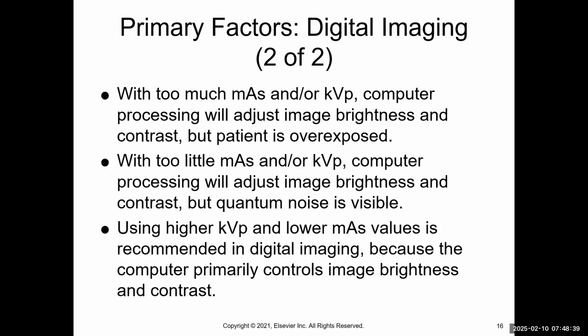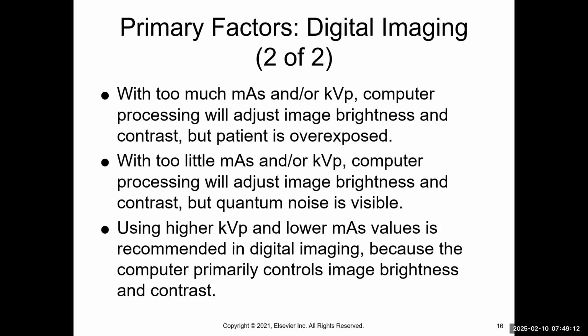Using higher kVp and lower mAs values is recommended in digital imaging because the computer primarily controls image brightness and contrast. What this was saying is when we went from film to digital, across the board we could increase the kVp about 15%, and that would allow us to cut the mAs values in half, which would save patient dose, because with digital imaging, kVp is important, but it's not as important in the displayed image as it was with film.